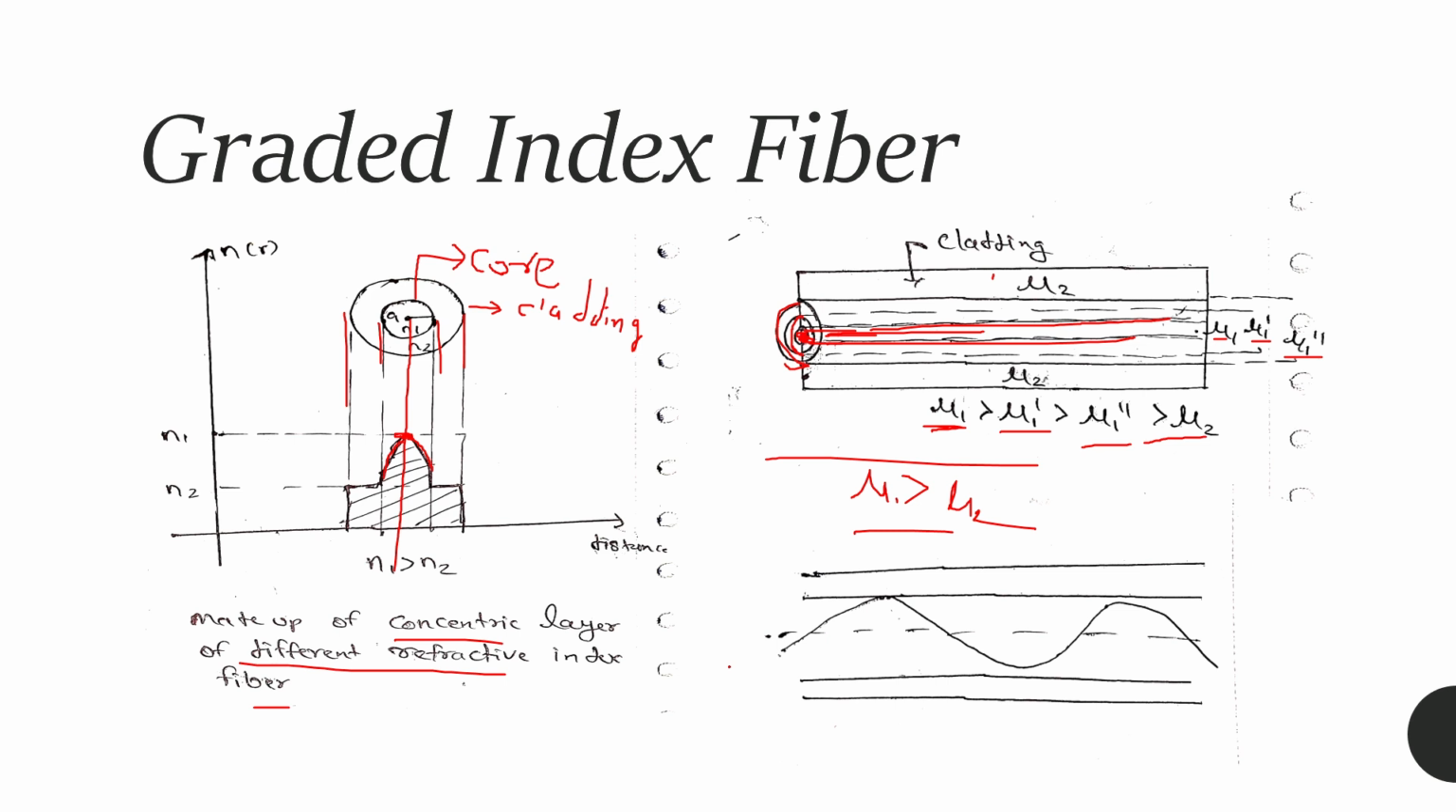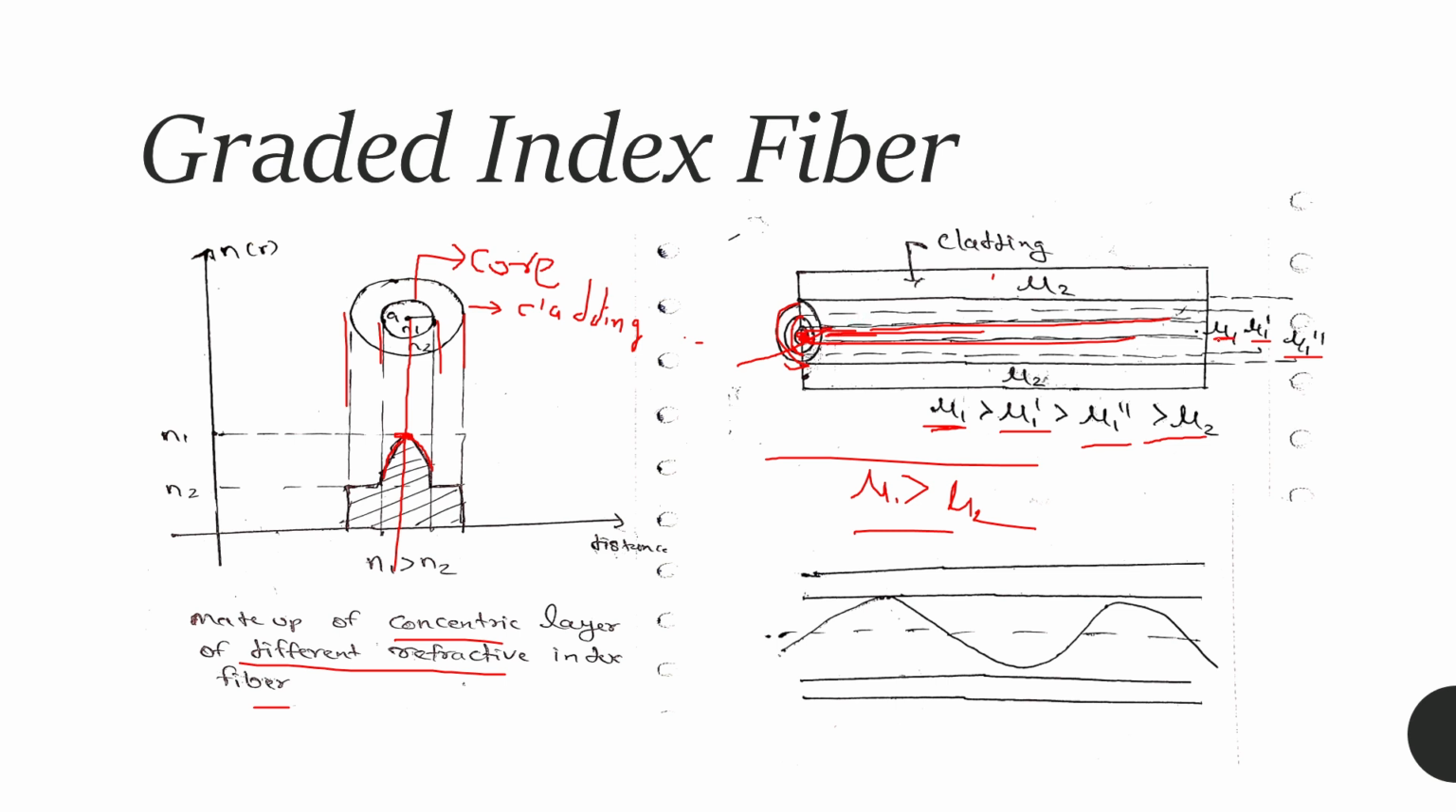Because of this, when the signal passes through the optic fiber cable, it travels in sinusoidal form. Okay, focus on this diagram. When the light signal comes here, it will pass through the air, and you can see here that the refractive index of mu1 is greater than the refractive index of mu1 dash.